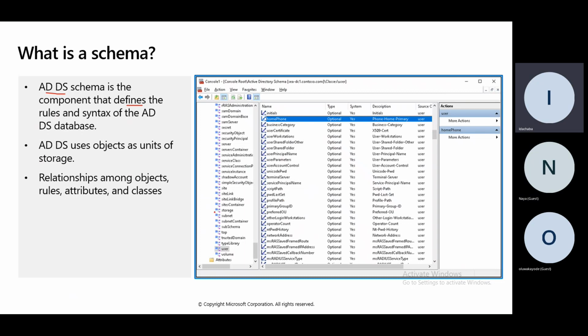Yes. Okay, so what your ADDS also does is it uses objects as the unit of storage. I don't know if you have explained what an object is. The way it stores it as an object is like a group of information. So that's an object, like a group of information. All right. Then it also defines the relationship among your objects, your rules, your attributes, and your classes.